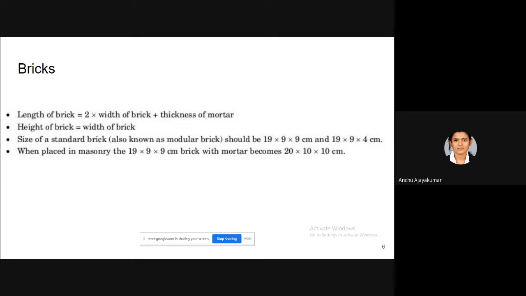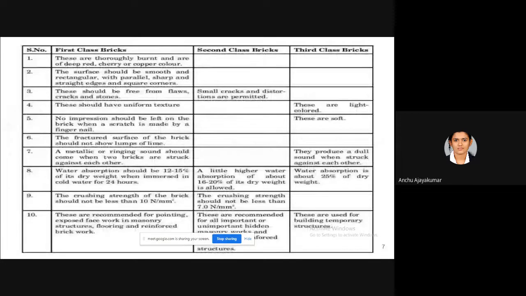Like it has 19 by 9 by 9 centimeter or 19 by 9 by 4 centimeter, which will be replaced with 20 by 10 by 10 after applying the mortar. That's the basic standard size of the brick. So the question can be from the length of the brick or height of the brick. You can expect it from the brick side. And we have 3 different classes of bricks: first class bricks, second class bricks, and third class bricks.